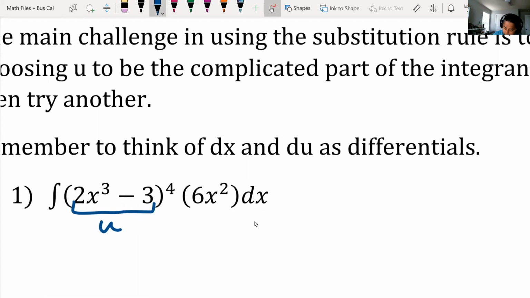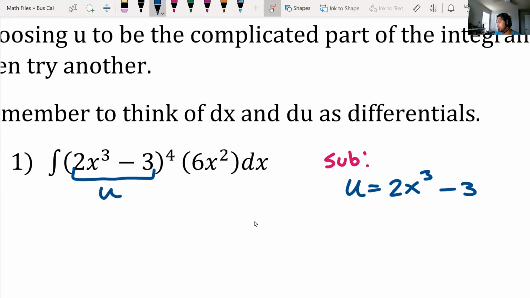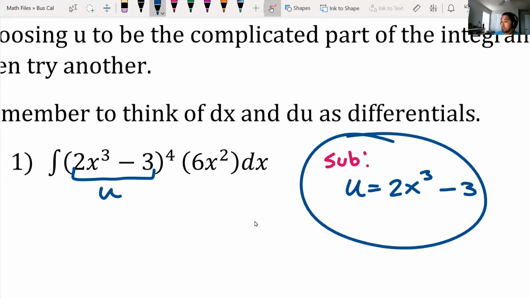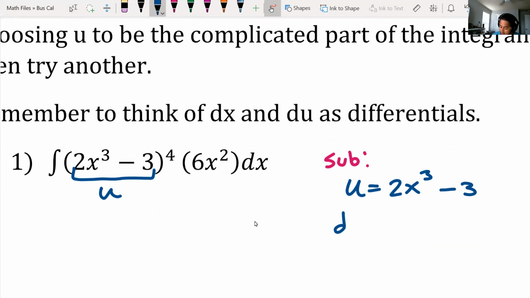So I'm going to handle that over here. I'm going to say sub. So u equals 2x cubed minus 3. Okay, and now what we're going to do with our substitution is we're going to take the derivative of our substitution. So we're only looking at this side right now. So we're going to say du, and we have to use some proper notation here. We're going to say du over dx is equal to the derivative of 2x cubed, which is 6x squared. And of course, the derivative of 3 is 0.